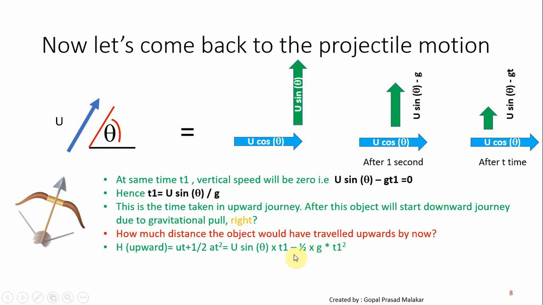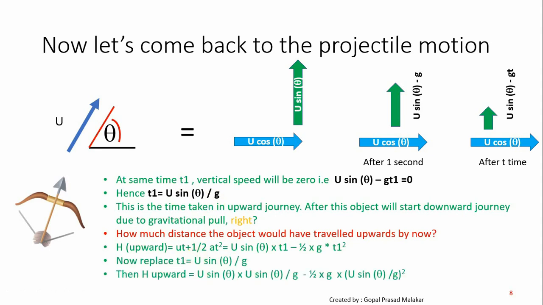Now what is the value of t1? t1 is u sin theta by g. Just put the value of t1 here. You will get u sin theta into u sin theta by g. So it will become u sin theta whole square by g minus half into g, and u sin theta by g whole square. If you take a look once again, it is nothing but u sin theta whole square by g, because below will be g square, here it is g, so it will become 1 g less. But this is half.